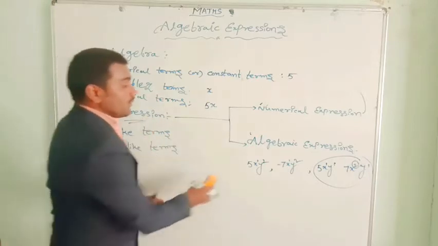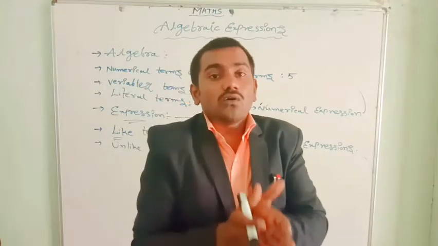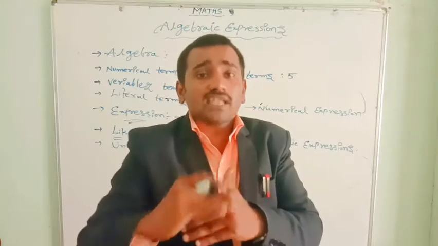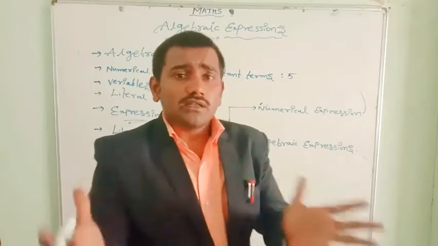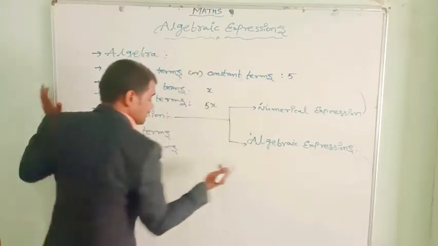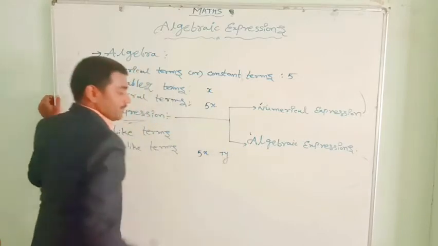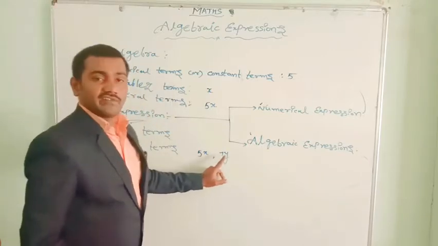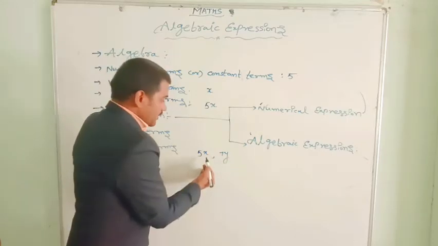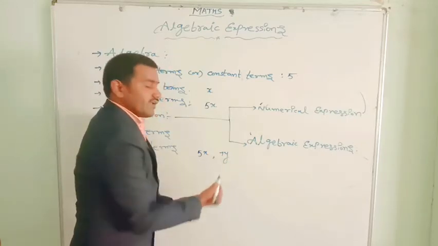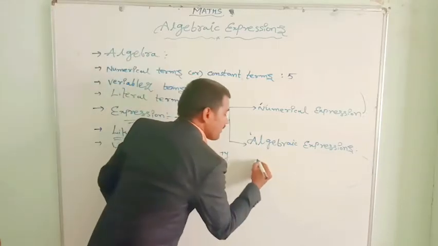Unlike terms. So, what is the meaning of unlike terms? If they don't have the same variables, or the variables don't have the same exponents, then they are known as unlike terms. Suppose, let me explain here: 5x, 7y. 5x comma 7y. Are these like terms or unlike terms? Here we have variable x, here we have variable y. They are unlike terms. Okay, next.